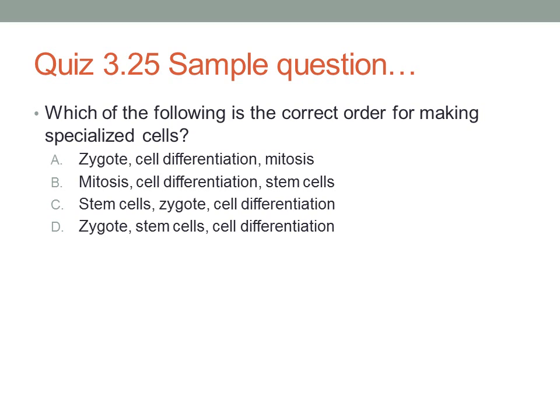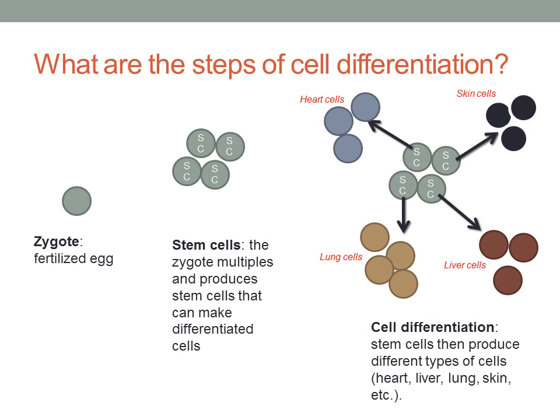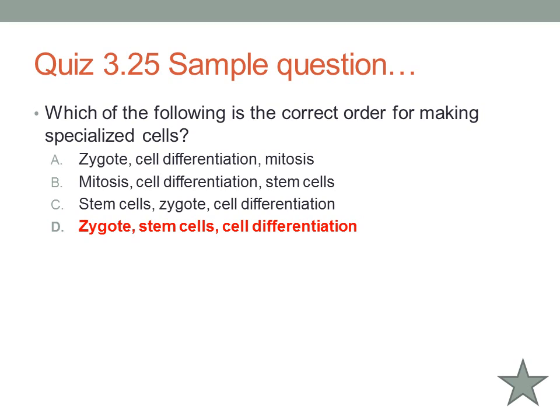So here's the last question. Which of the following is the correct order for making specialized cells? Is it zygote, cell differentiation, then mitosis? Is it mitosis, cell differentiation, then stem cells? Is it stem cells, zygote, then cell differentiation? Or is it zygote, stem cells, and then cell differentiation? Remember, we go from zygote to stem cell to cell differentiation. So the best answer for this one would be D, zygote, stem cells, cell differentiation.